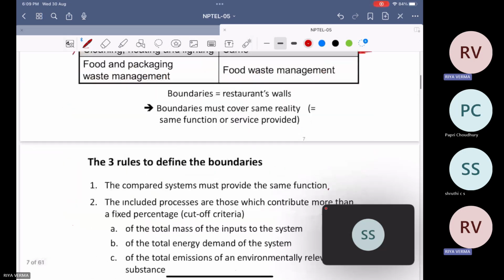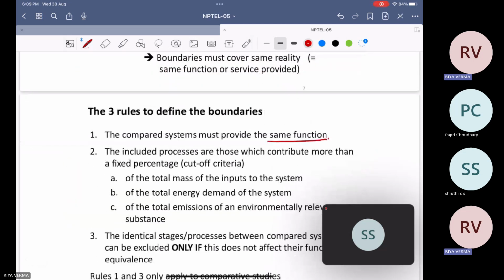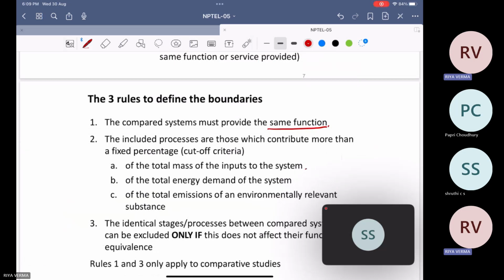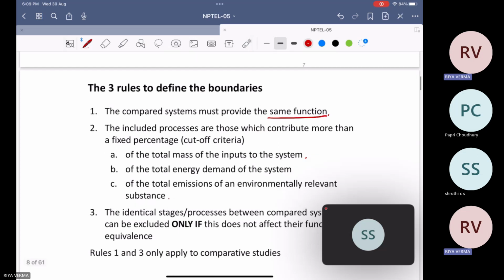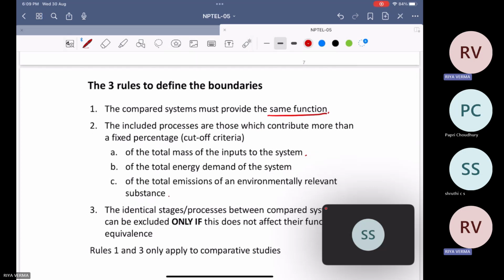Second, the included processes are those which contribute more than a fixed percentage, or cutoff criteria, of the total mass of the inputs to the system, of the total energy demand of the system, or of the total emissions of an environmentally relevant substance. So basically, we are concerned with including only those processes which contribute more than a fixed percentage in each and every unit process.